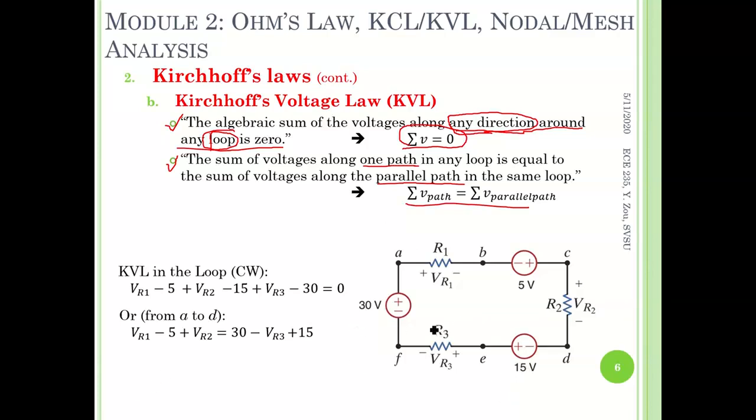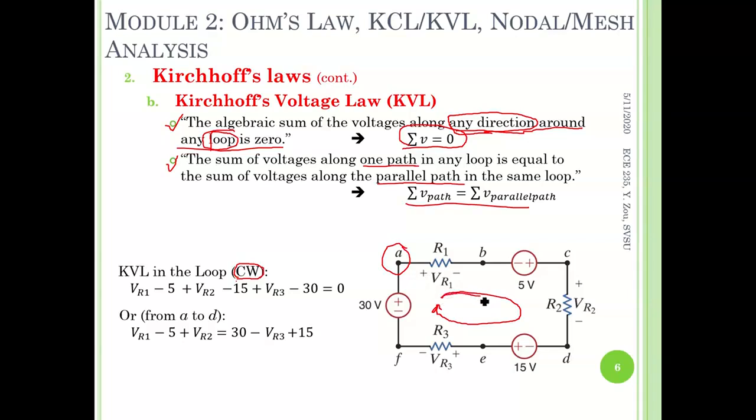To write a KVL equation for this loop, we need to choose, first of all, a rotation direction. This direction could be considered as a current direction you're assuming, so either clockwise or counterclockwise, it doesn't matter. Here, if we assume a clockwise direction, we are talking about a closed loop like this. We need to assume a starting point and make sure eventually we come back to the same point. So let's choose node A as the starting point, and of course also the ending point.